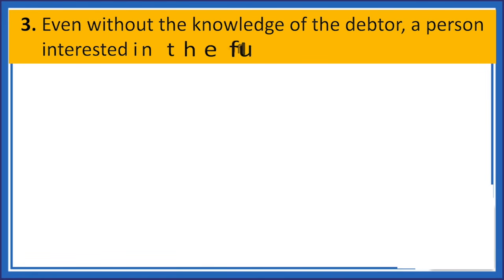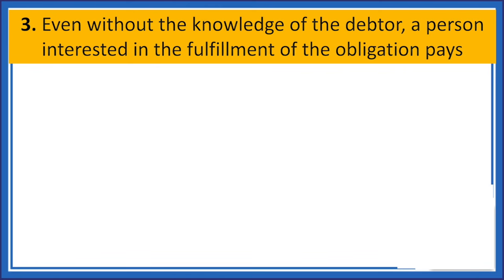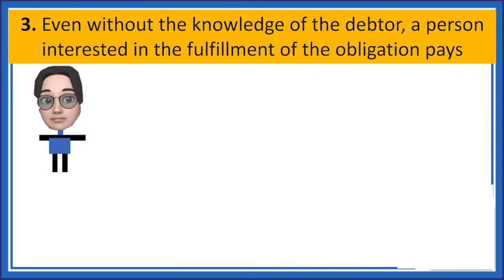When even without the knowledge of the debtor, a person interested in the fulfillment of the obligation pays without prejudice to the effects of confusion as to the latter's share. Eto ha, even without the knowledge daw ni debtor. Si person interested, sino ba yung mga person interested? Alam na natin to, di ba? Yung mga guarantors, yung mga, of course, mismong yung owner ng property na mortgage, ganun. Yung may mga interest doon sa payment ng utang.